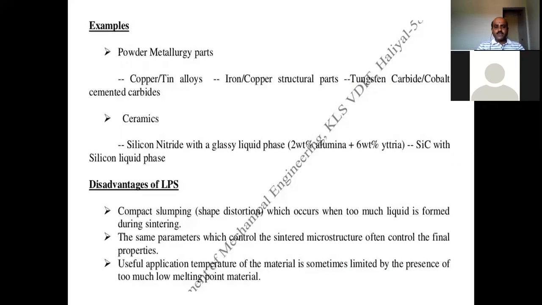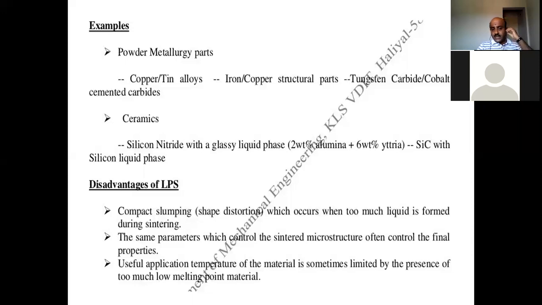Examples of powder metallurgy parts: copper-tin alloys, iron-copper structural parts, tungsten carbide-cobalt cemented carbides, and ceramics such as silicon nitride with a glassy liquid phase and silicon carbide with a silicon liquid phase.